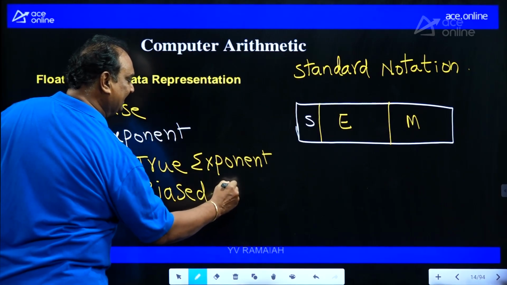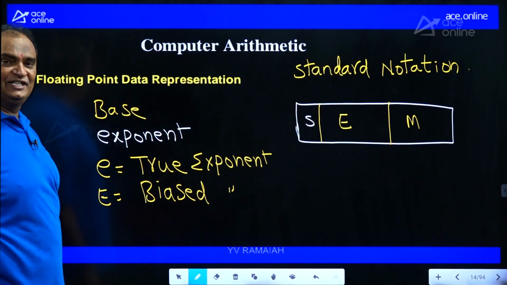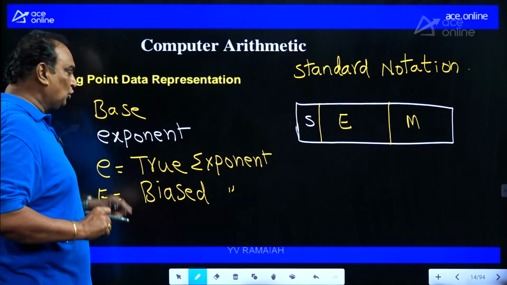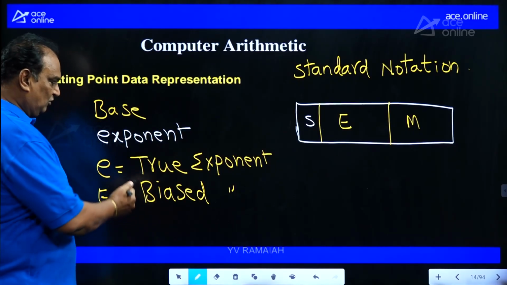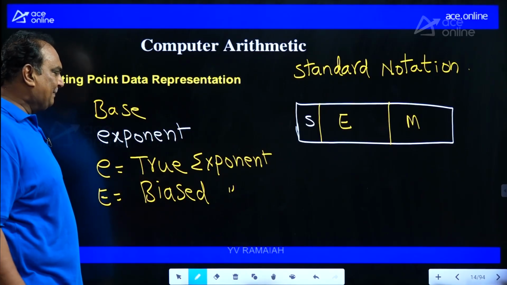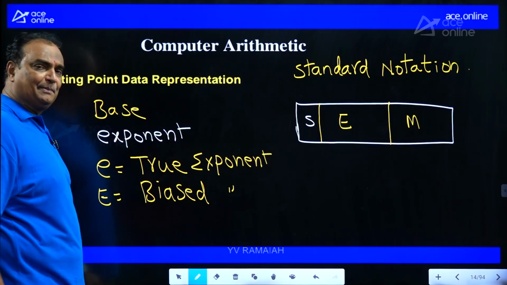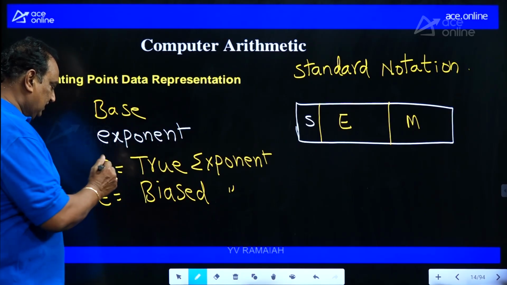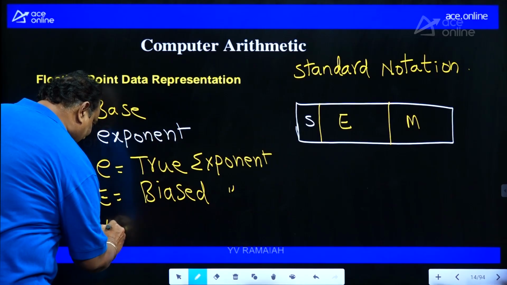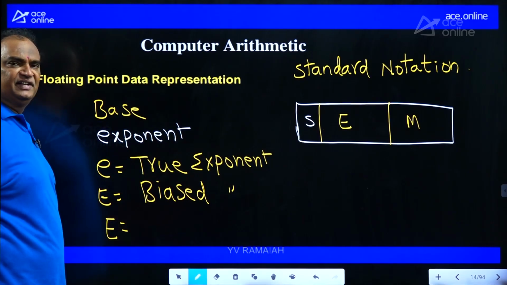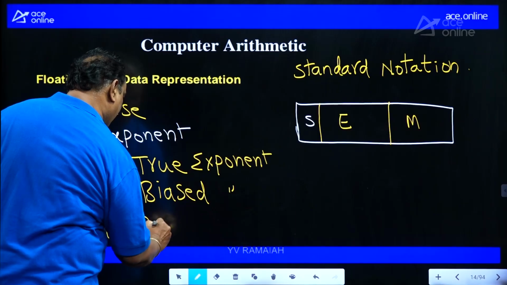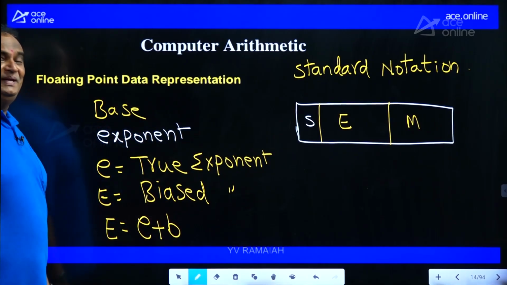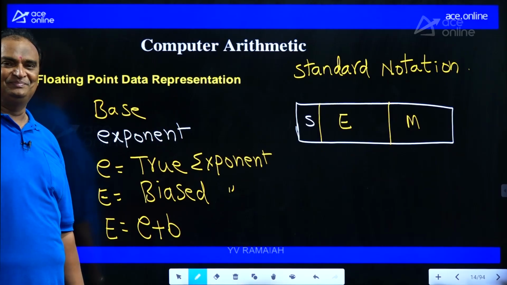Biased exponent means it is signed. Sorry. Biased exponent means it is unsigned. True exponent means it is signed. Once again, small e represents a true exponent. Capital E represents the biased exponent. Biased exponent means it is unsigned. What is the expression to find the capital E here? Small e plus b. What is b here? Amount to be biased.